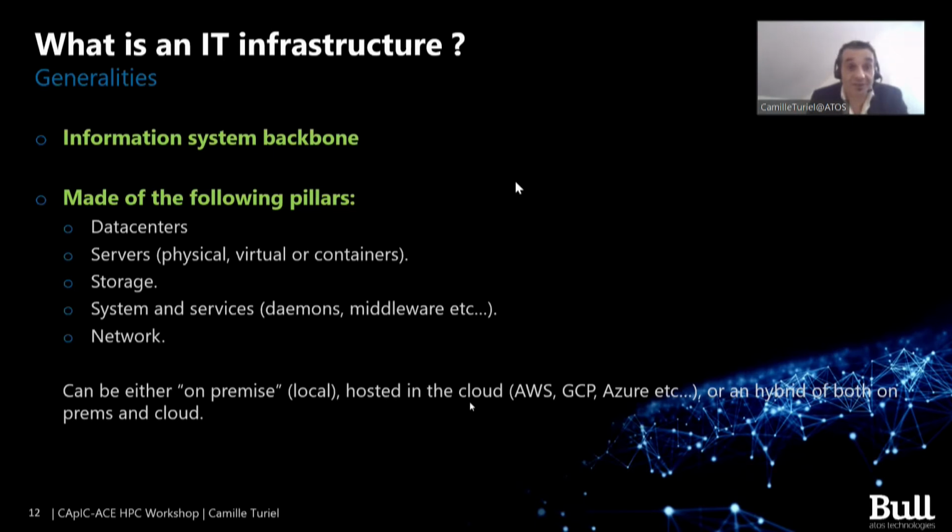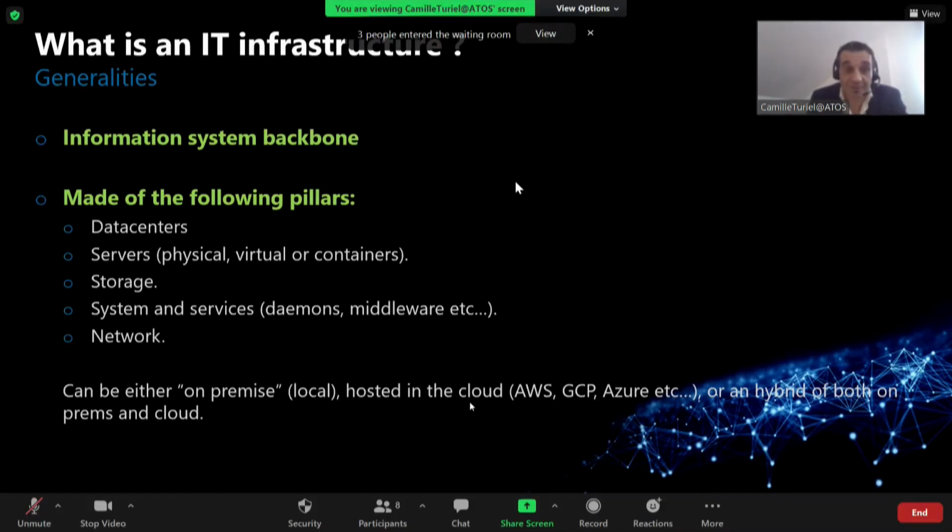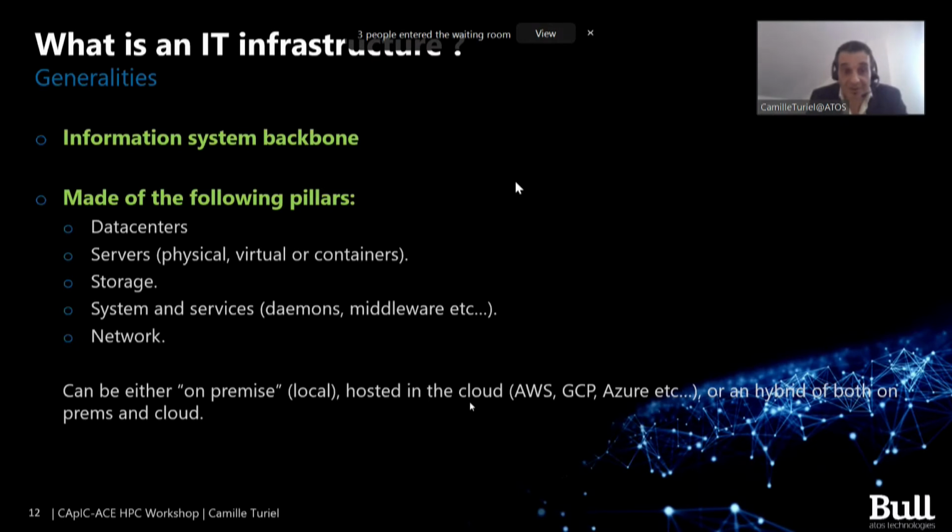So what is an IT infrastructure? Basically, it must be seen as your information system backbone. This backbone is held up by a few pillars, and at the very beginning I would say the data center. It's not really a pillar, but it's the very basic. I mean, before running any infrastructure, you want to have something to physically host it, and this is a challenge.